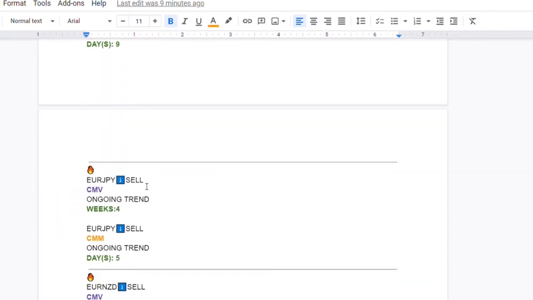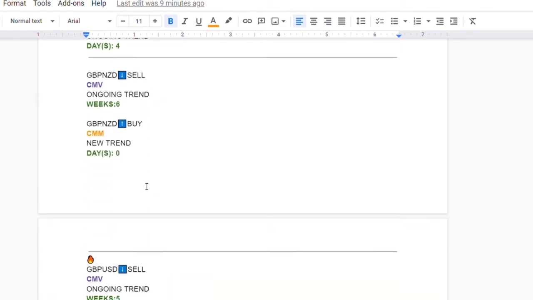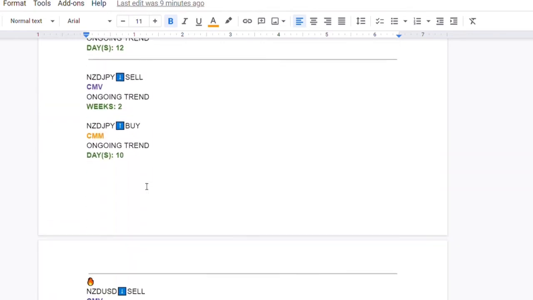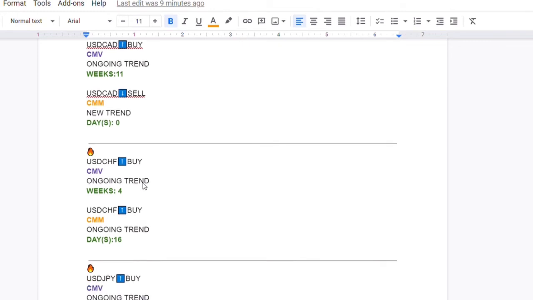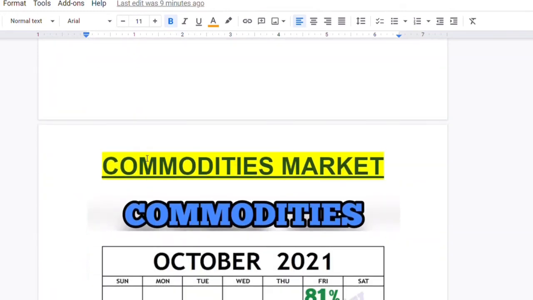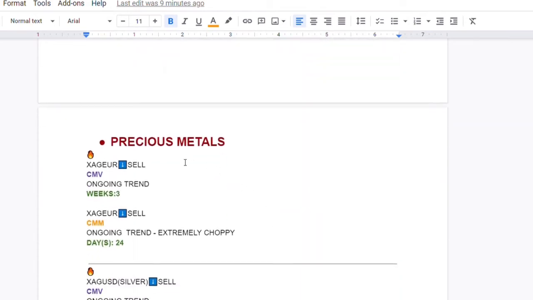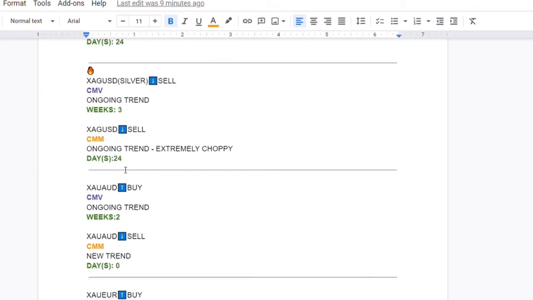So just real quickly, I'll go through each of the markets, and you'll see how the assets represent which market they belong to. Okay, so we have the commodities market. This is where you'll find precious metals like silver. Here's silver versus euro, and here we have silver versus the US dollar, also just known as silver, but technically it's silver versus the US dollar.